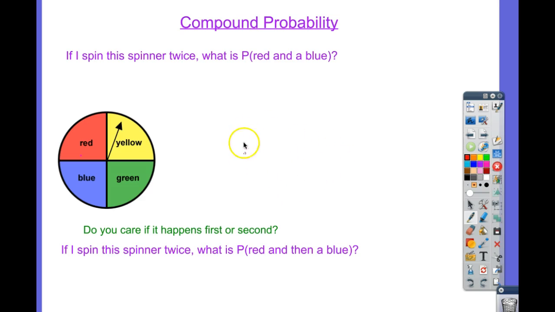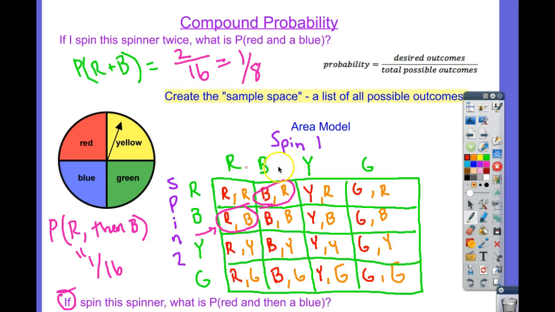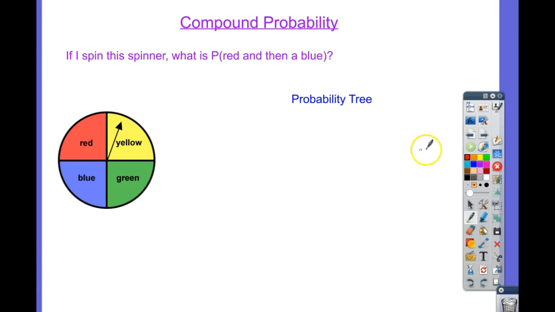So I'll show you an example, the same one that we did with the area model, which was I'm going to spin this spinner twice. What's the probability that I get a red and a blue? And what's the probability that I get a red and then a blue? So remember last time, we set up spin 1, spin 2, we brought them all down. Here's all your possibilities, there's 16. For a red and a blue, it's 2 out of 16, which is 1 out of 8. And for a red and then a blue, it's 1 out of 16. Let's see what that looks like as a probability tree.